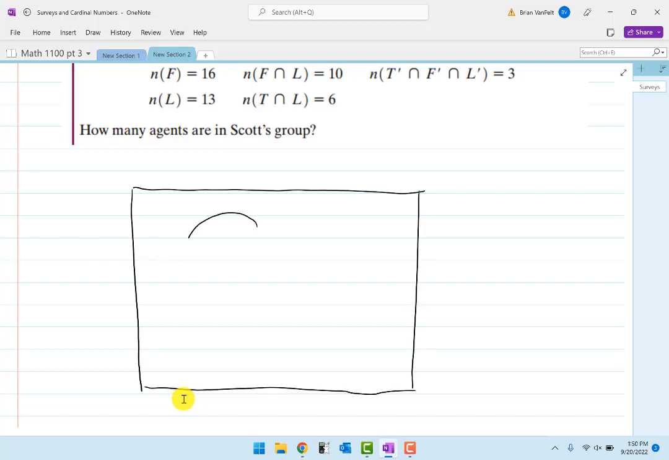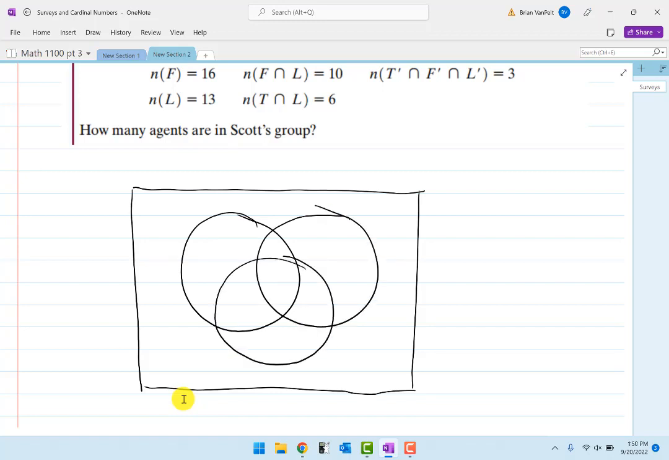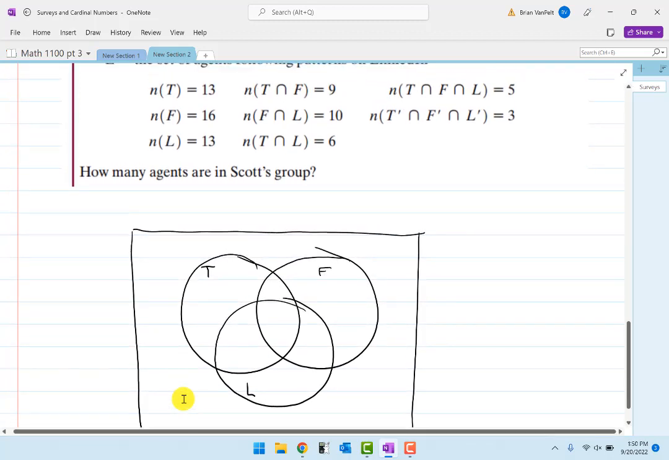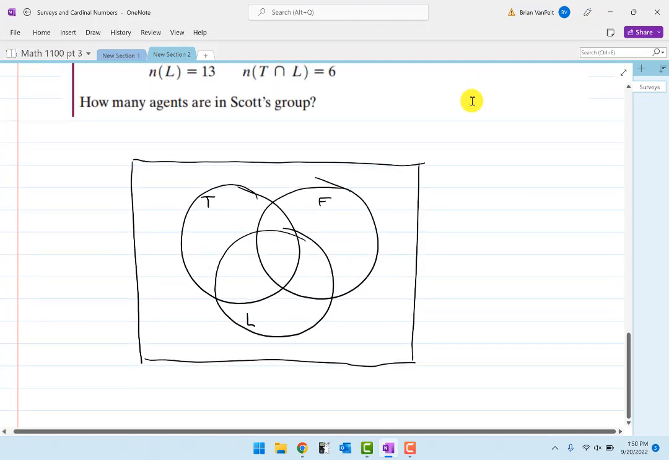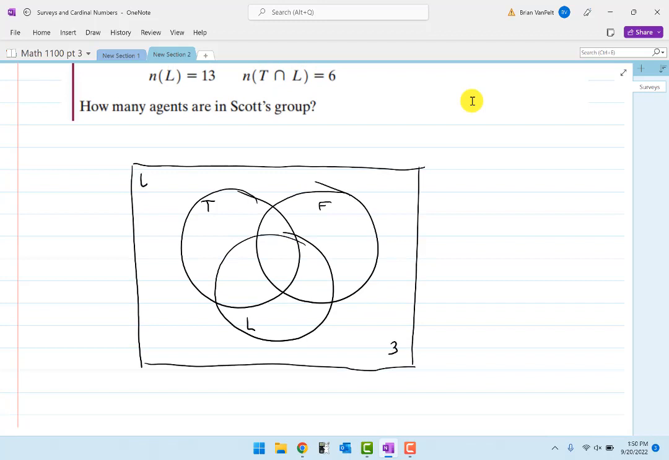So here I'm going to have a T, F, and an L. Give yourself lots of space. T, F, and L. Now the general rule here is to take and do the most restrictive things first. So the first thing I'm going to attack are these last 2 items. This item here that says 3, these are the people that are in none of these sets. It's not in T, not in F, not in L, so it's in none of them. That means that out here is 3.